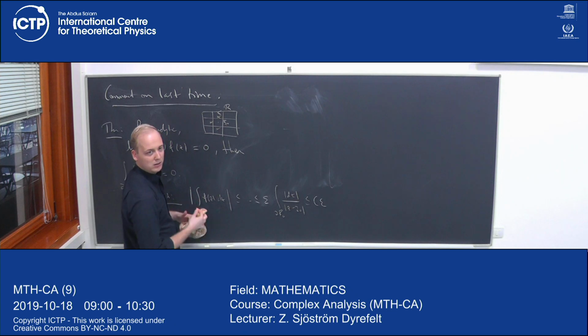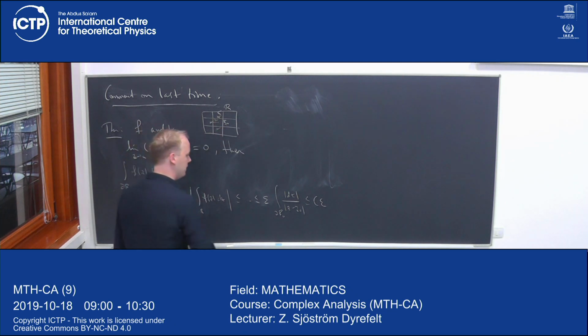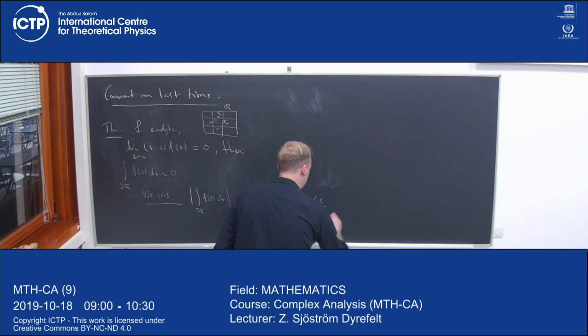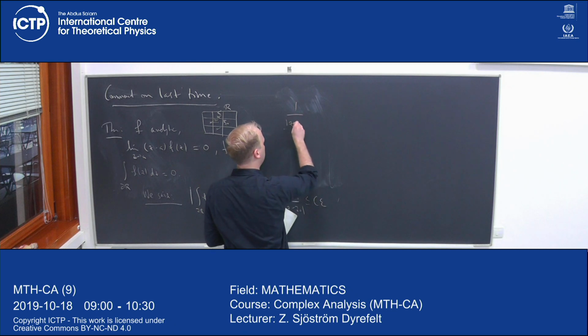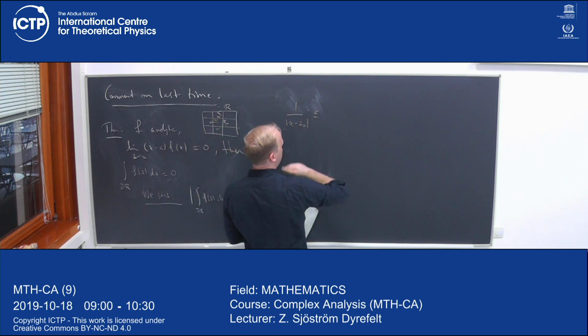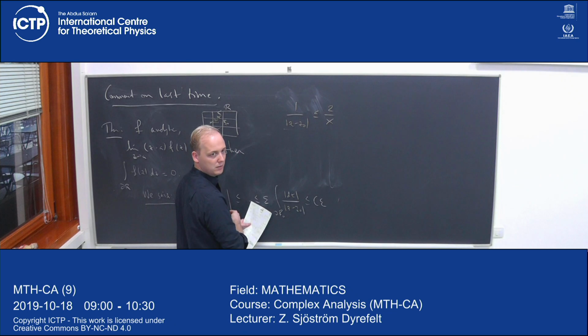So when you are here, this distance is 1/2 x or more. This means that the absolute value of z minus z0 is greater than or equal to 1/2 x, so 1 over this absolute value is less than or equal to 2 over x.